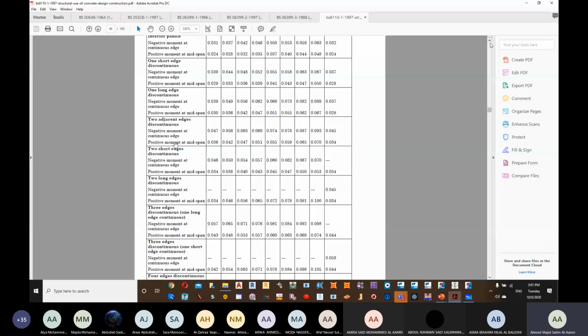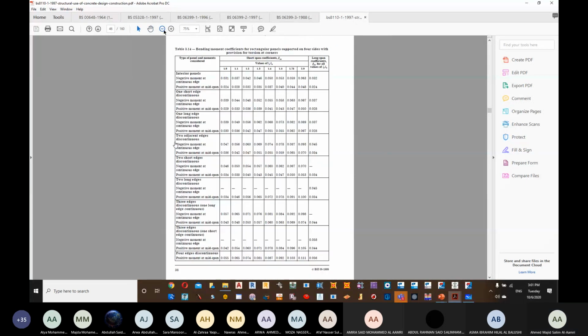Can you see this one? Yes, this all. So it's a very big table. How many cases are there? 1, 2, 3, 4, 5, 6, 7, 8, and then 9. Nine cases are there.